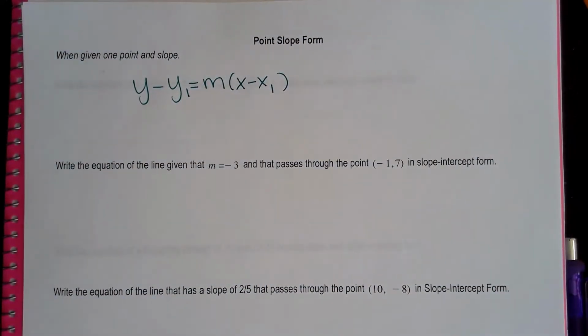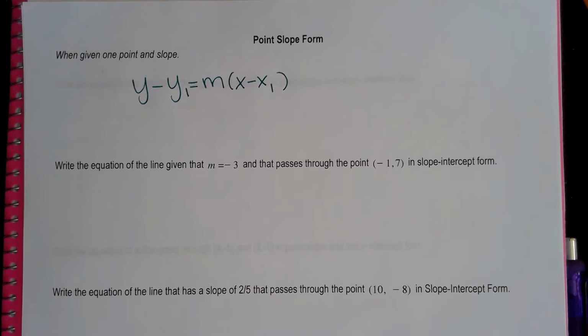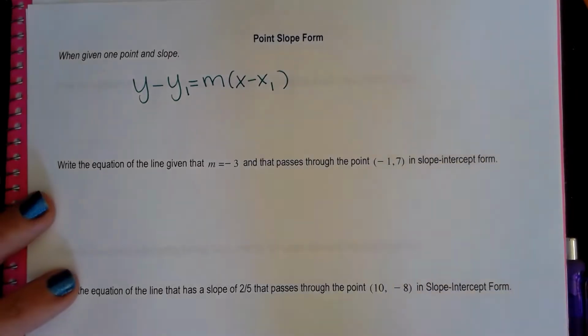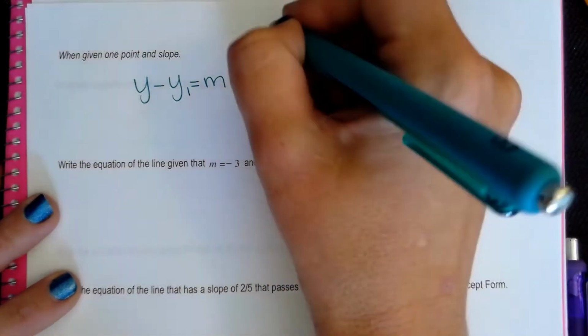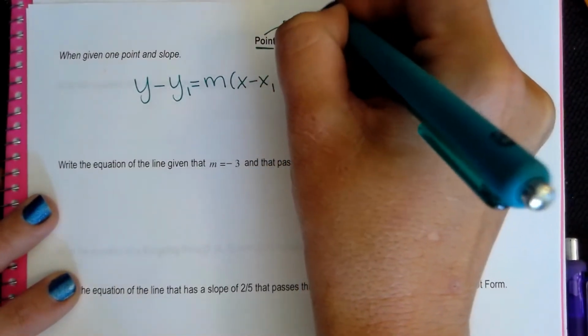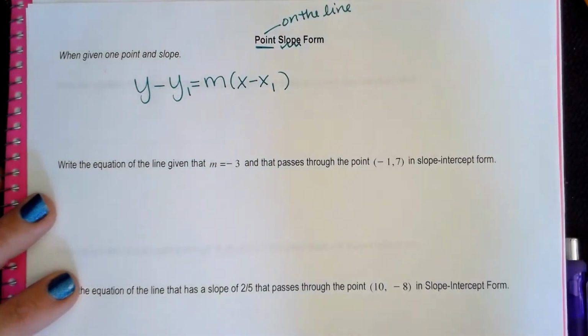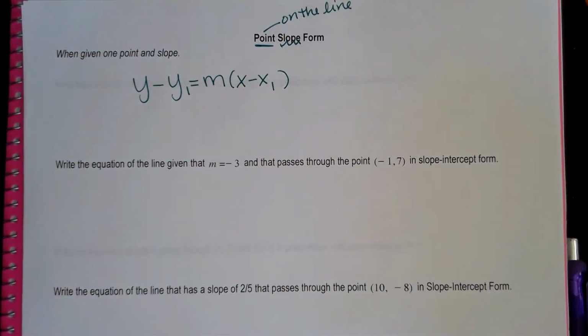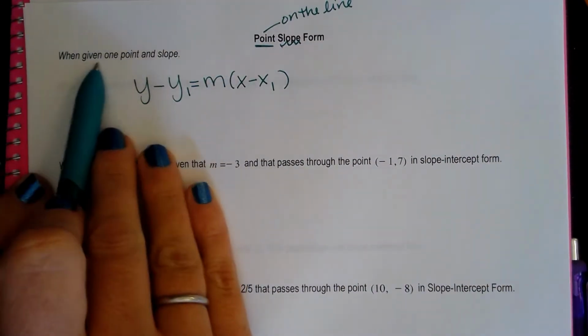Now, I know that I have already told you before that math people, we just are not the most creative people on this planet. And so when we name things, we generally name them after what it's representing. So like slope intercept form gave you the slope and the y-intercept. So point slope form represents a point on the line and the slope. So those are the two pieces of information that you need when you are writing this equation.